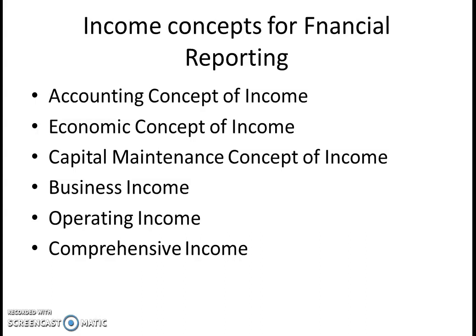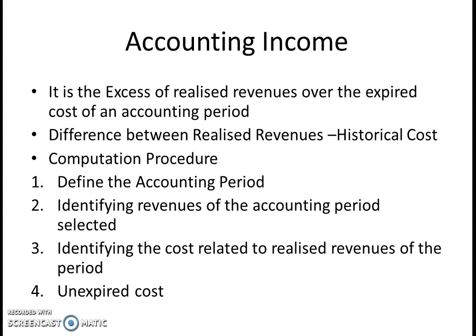First, let us go through the various concepts which we have in income. We have 6 different concepts of income: accounting concept of income, economic concept of income, capital maintenance concept of income, business income, operating income, and comprehensive income. Accounting income is the excess of realized revenues over the expired cost of an accounting period.